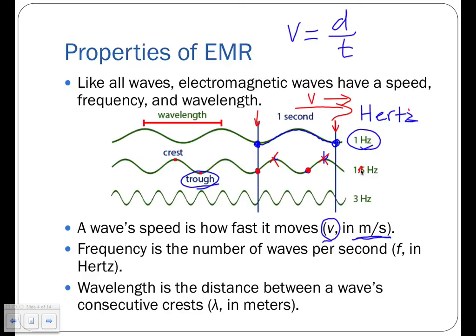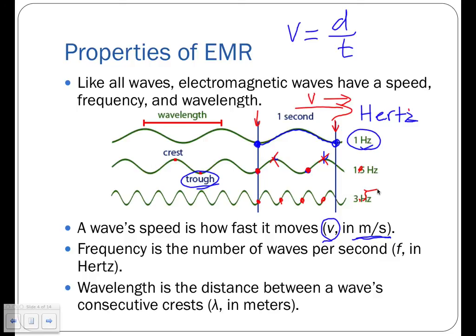So for our last one, our third wave, let's look at how many waves go by there. We start off at this point, it repeats itself here, it repeats itself again here, and let's see, make sure I'm getting my spots right, repeats itself here. So it says that's 3 hertz, but really that's probably closer to about 3.5 hertz, the way they've drawn it out here. So really that should be 3.5, because there have been 3.5 waves that have gone by in a second, the way we've drawn it out here. So frequency is number of waves per second.